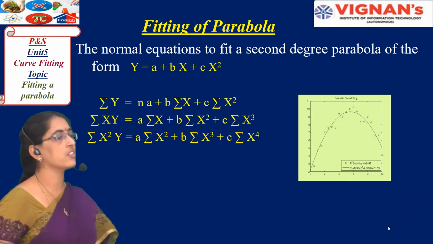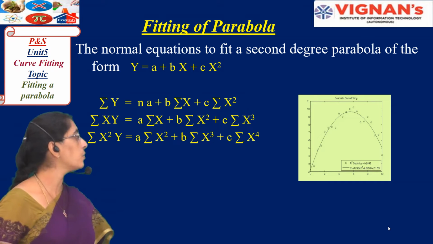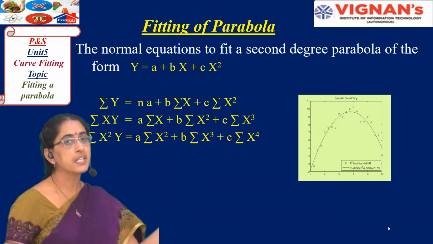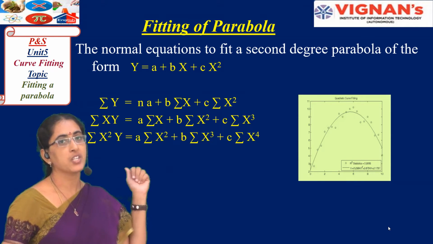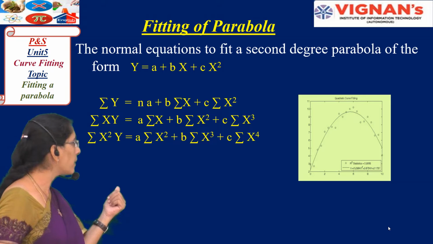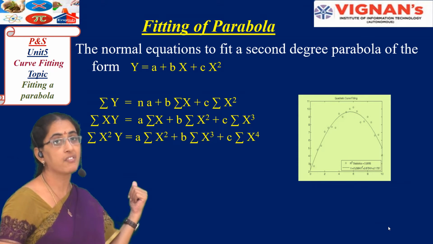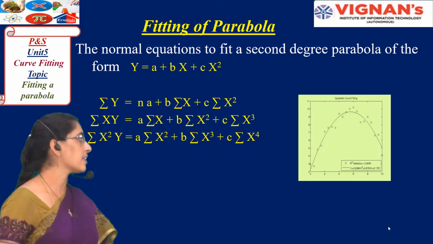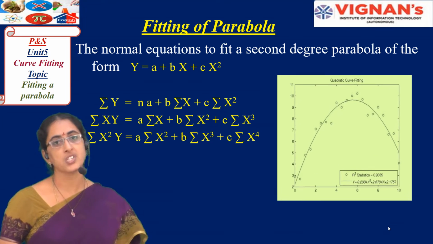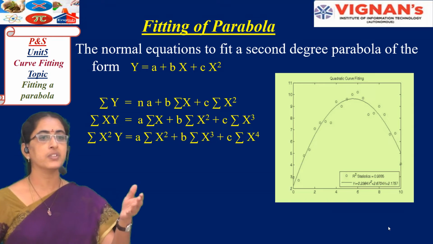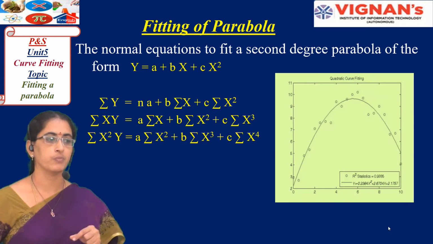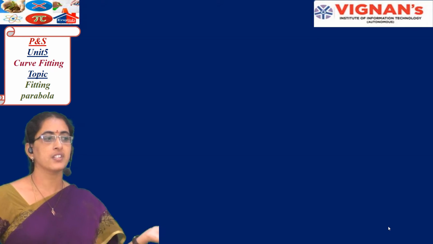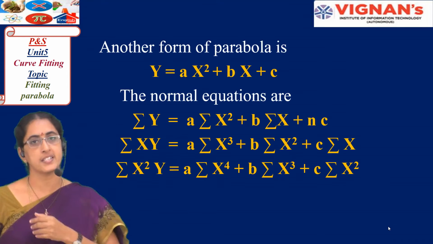Then the second normal equation is summation xy equal to a into summation x plus b into summation x square plus c into summation x cube, and the third normal equation is summation x square y equal to a into summation x square plus b into summation x cube plus c into summation x power 4. And here you can see the parabolic graph also. So always it will be in that direction only. It is first rising, then again it is decreasing here.